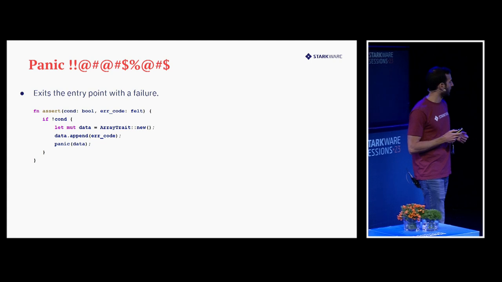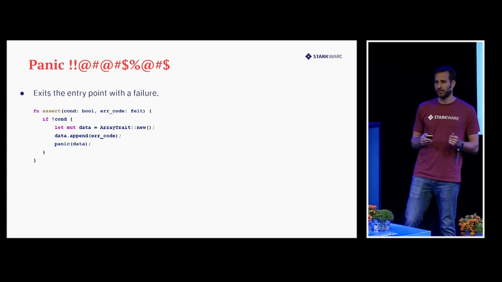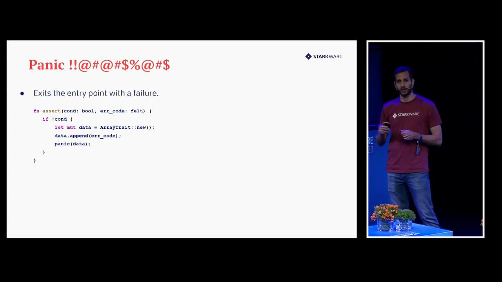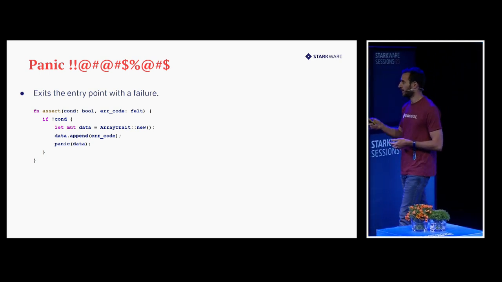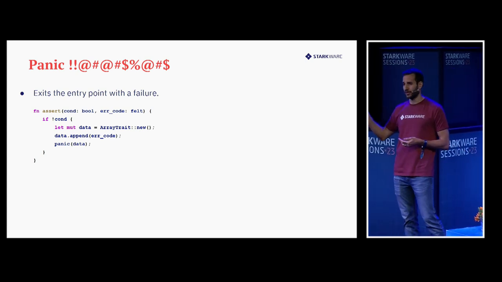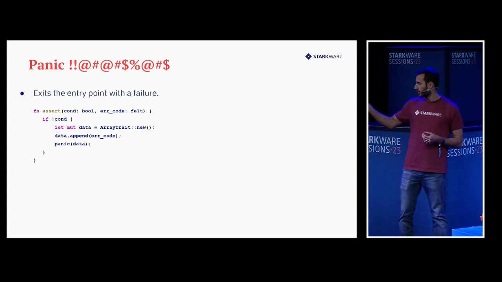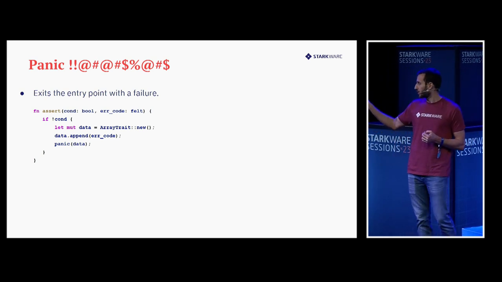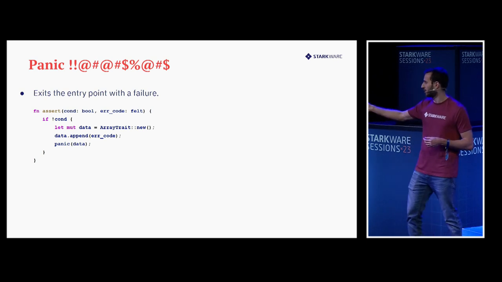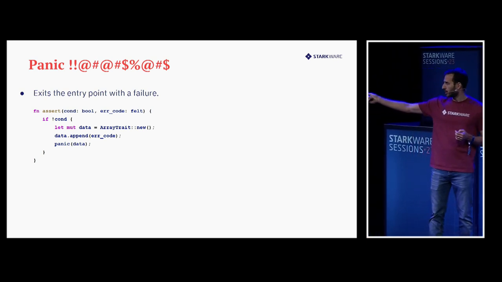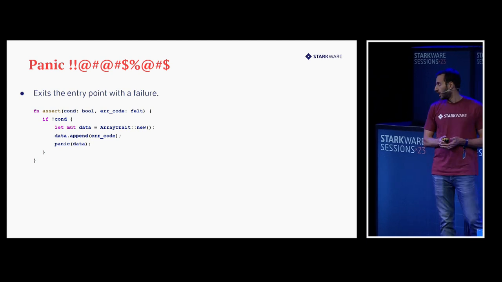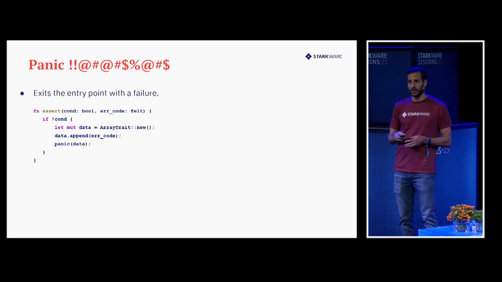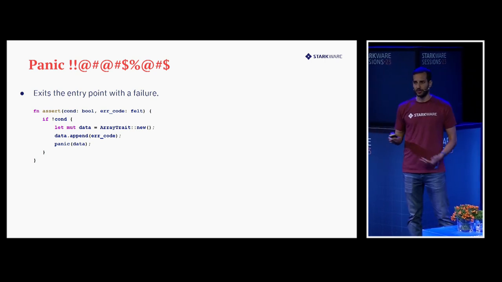OK, so panics. Again, a concept similar to other languages. In Rust, we have panic. In other languages, we have exceptions, for example. The idea is that it exits the entry point of the program with a failure. This is an example taken from the corelib, Cairo corelib. As you can see, in the third line, we panic with some data. And this, for example, is a function built on top of panic that can assert conditions and panic with the relevant data in case of failure.